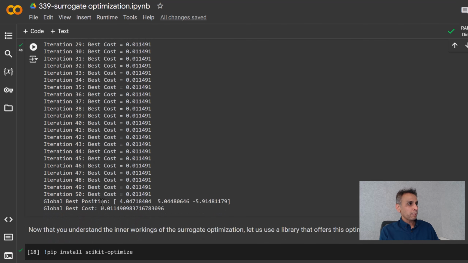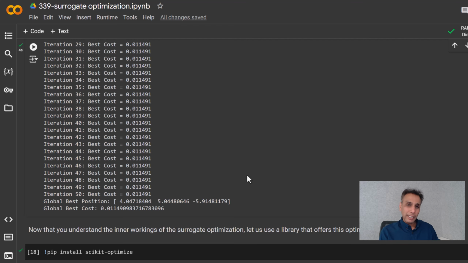Okay, so the best position is 4 point something. Again, we are not just dealing with integers, we're dealing with floating point. But if you round this off, the answer is 4, 5, and -6. That's what we're looking for, right? So this is how surrogate optimization works. Not sure if you understood what I was talking about, but watch this 2-3 times and run this line by line to see if it makes sense.